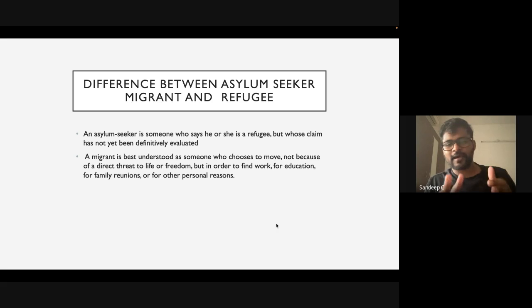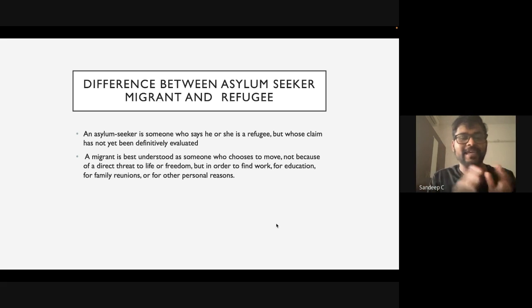Okay, so any person who is trying to escape from the economic crisis in Sri Lanka by going into a foreign country is considered a migrant and not a refugee. Okay, now I hope I have clarified that doubt. Now you have understood the difference between a migrant and a refugee.